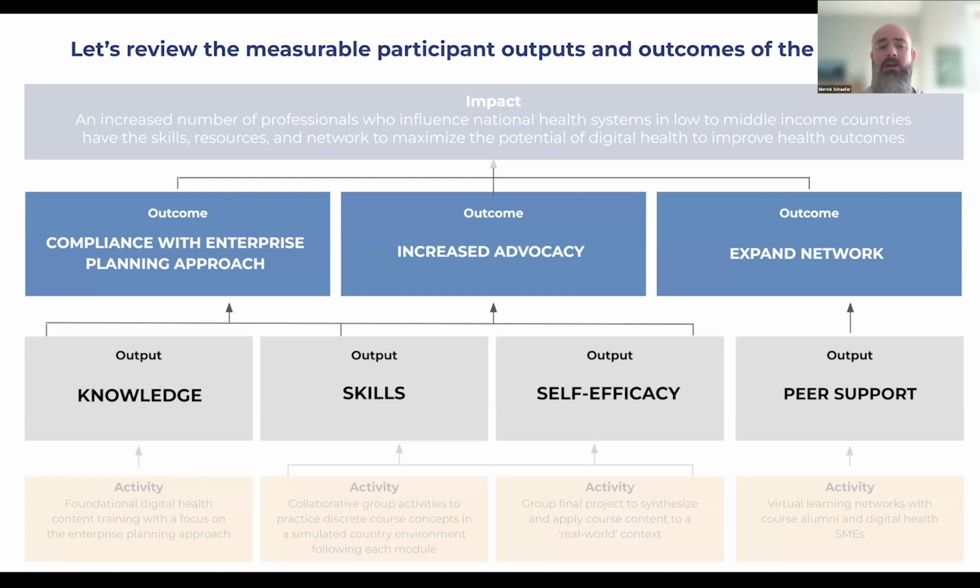And then finally, the third outcome is expanding the peer network, so that people can point to examples from other countries, bring in other planners who've done the same thing to influence their advocacy, and understand the best courses of action for them and their specific context. So the first three outputs are all oriented around knowledge, skills, and self-efficacy, and the last one is oriented around peer support. And we looked at each of these in our research.